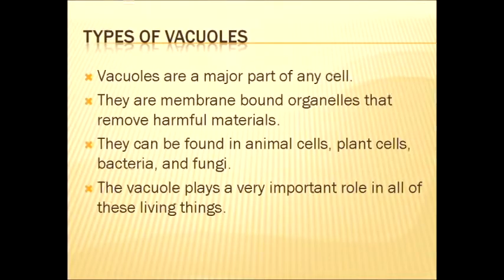Unfortunately, my buddy Darryl Saylor can't be here to help me, but here are the types of vacuoles. Vacuoles are a major part of any cell. They are membrane-bound organelles that remove harmful materials. They can be found in animal cells, plant cells, bacteria, and fungi. The vacuole plays a very important role in all these living things.